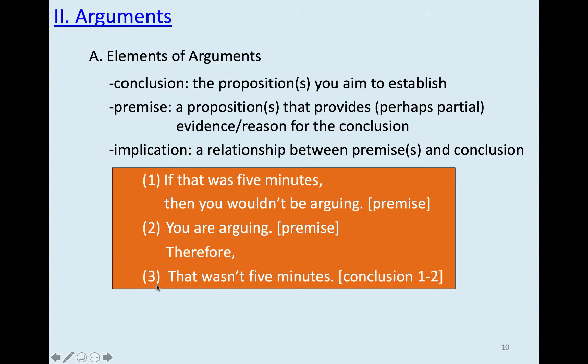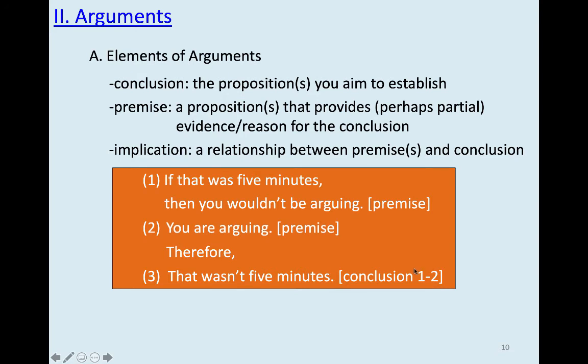That wasn't 5 minutes. Now, there's a couple of things I want you to notice about this. We're introducing here a way of representing arguments, a way of representing reasoning that's going to be a central part of the class. So each premise is numbered. We have a number 1 for this premise, we have a number 2 for this premise, and each conclusion is numbered. Here there's just one conclusion, and it's numbered 3. And then we identify the premises as premises by writing premise, or you can just write a letter P. And we identify the conclusion as a conclusion by writing conclusion, or you could just write the letter C.